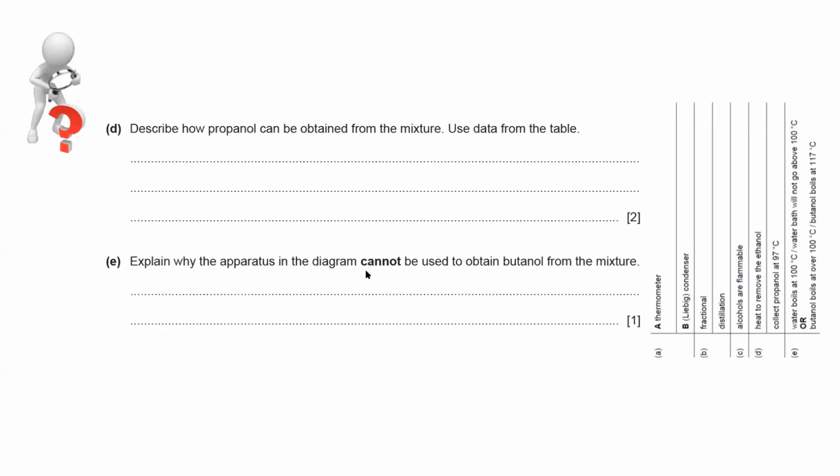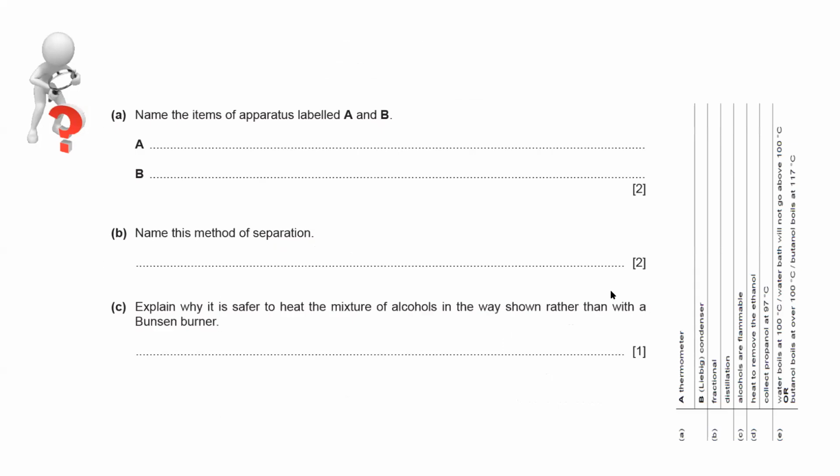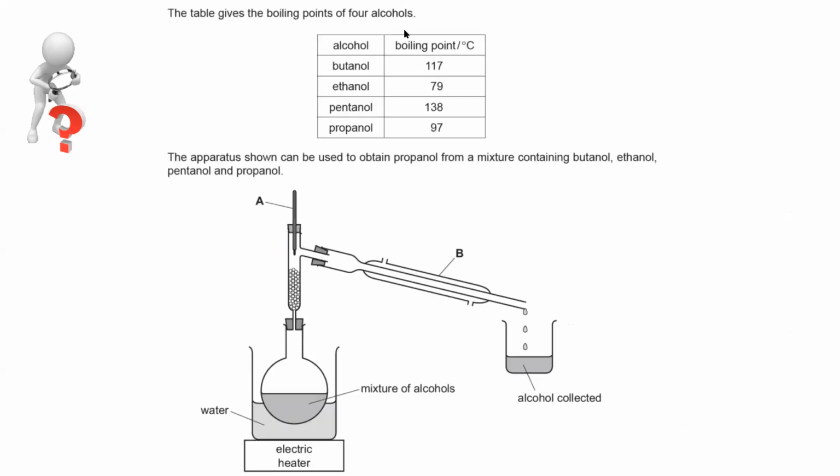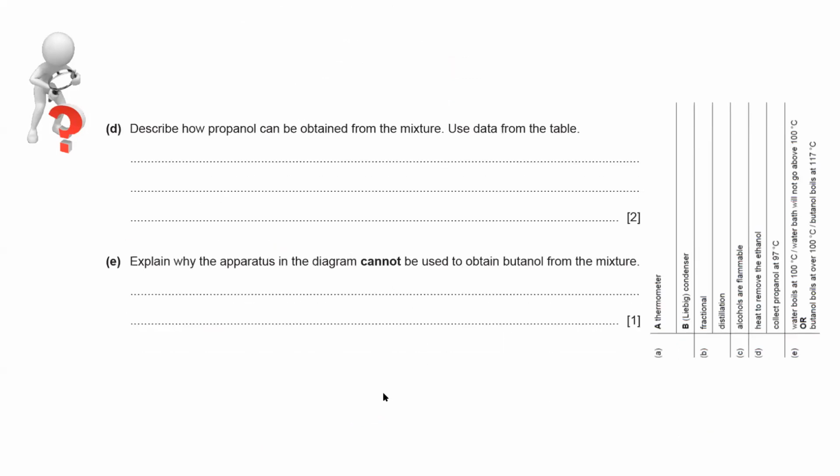And explain why, using the apparatus in the diagram, butanol cannot be obtained. So why can we not obtain butanol? Because butanol has a boiling point higher than the boiling point of water. So the temperature here, using an electrical heater, cannot rise more than 100, as we are using water to supply heat energy. So the maximum temperature of water can be 100. So butanol and pentanol cannot be vaporized. Is it clear?